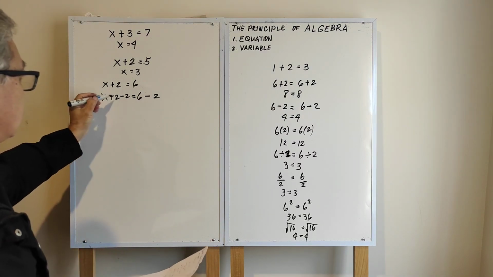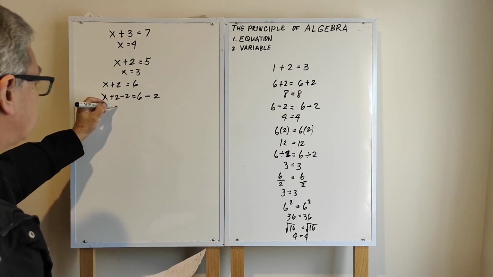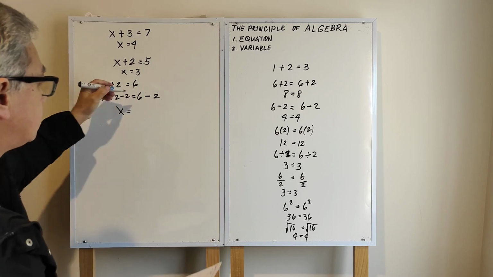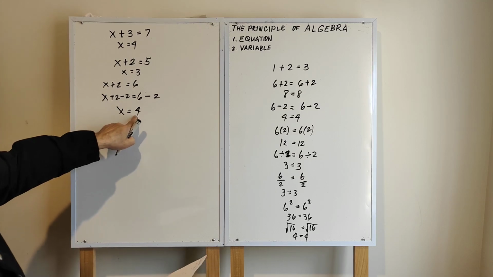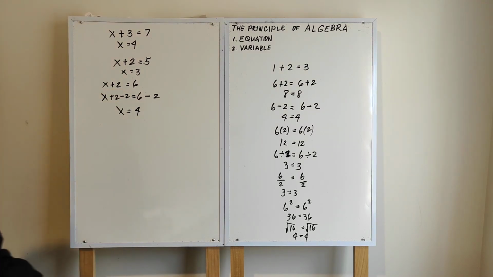But since you subtracted the left side by 2, you have to subtract the right side by 2 as well. So this becomes 0. So what's left is x. 6 minus 2 is 4. So your x is equal to 4. So 4 plus 2 is equal to 6.